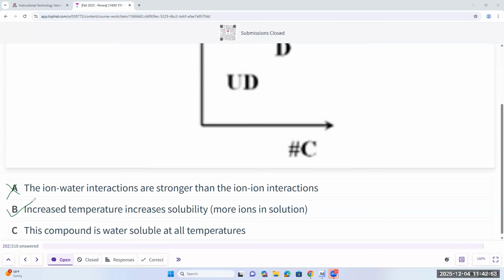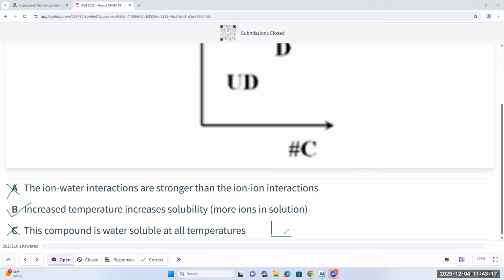Last one. This compound is water soluble at all temperatures? No. That is only reserved for the nice corner, right? D is not in the nice corner. It is not favored by mom. I'm sorry, number of configurations. So for that reason, it's not going to be present always, but only at high temperatures. It's only favored at high temperatures. Therefore, option C is incorrect as well.